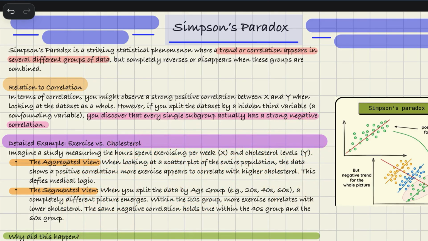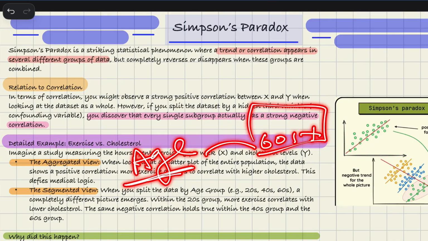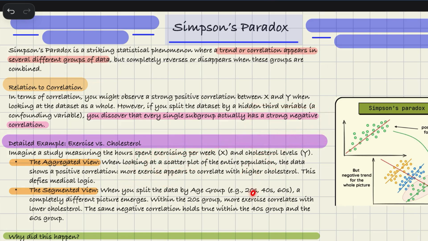Then why did the aggregate graph lie to us? Because age is the confounding variable. The older individuals, 60 plus, naturally have higher cholesterol levels and may exercise less on average than the 20-year-old people, right? So when you blindly smash these distinct age groups together, the independent clusters create a misleading upward slope. This is why visualization and segmentation are so vital. I hope you understood the concept of Simpson's paradox.